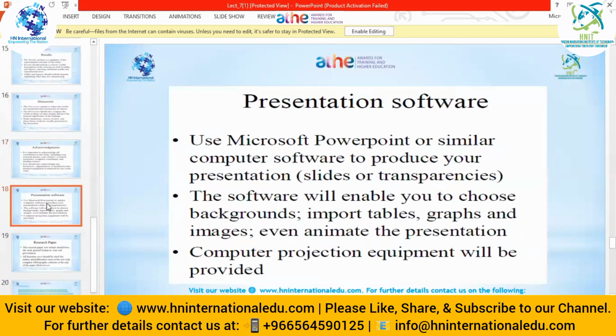Now there is presentation software. To present anything, you will use software like PowerPoint. You will produce it in slides, and what those slides contain, or how those slides will be more attractive to other people: your background, your writing sequence, images, and tables or graphs if needed, that can elaborate or enhance your findings. And you can animate the presentation.